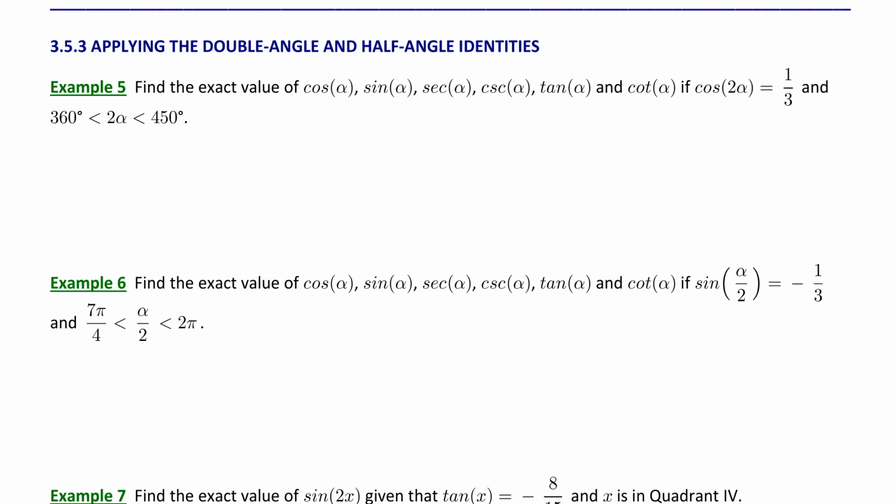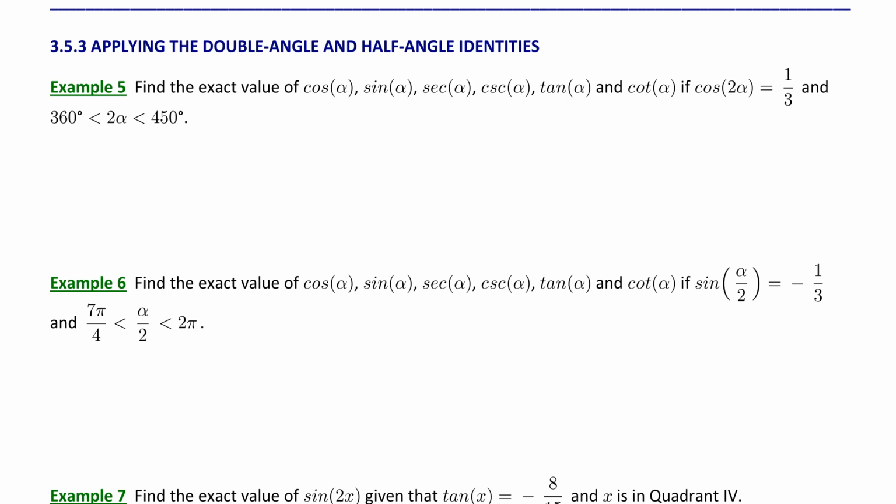In section 3.5, we've learned a lot of new identity equations. The good news is that in this video, we're not going to learn any new information. We're simply going to practice applying the double angle and half angle identities. You may want to have those formulas nearby so you can refer to them as we work through these examples. Let's go ahead and get started with example 5.